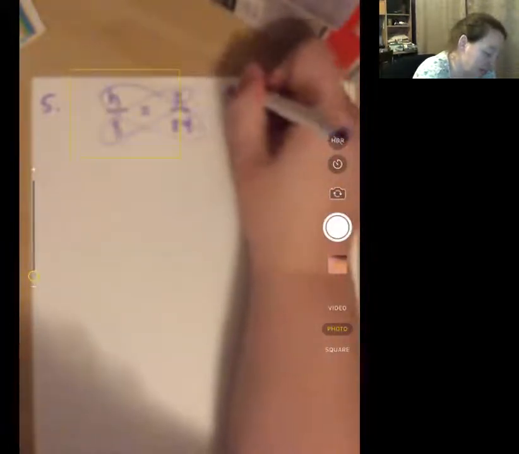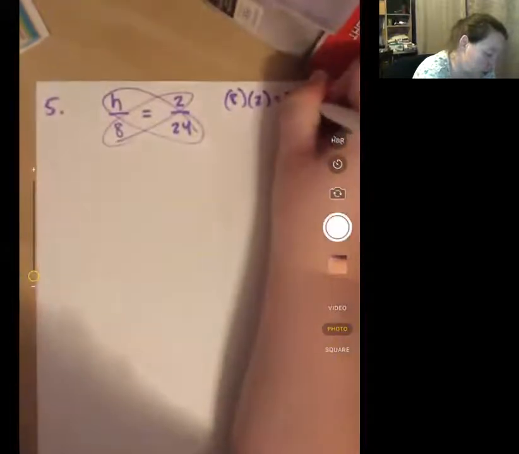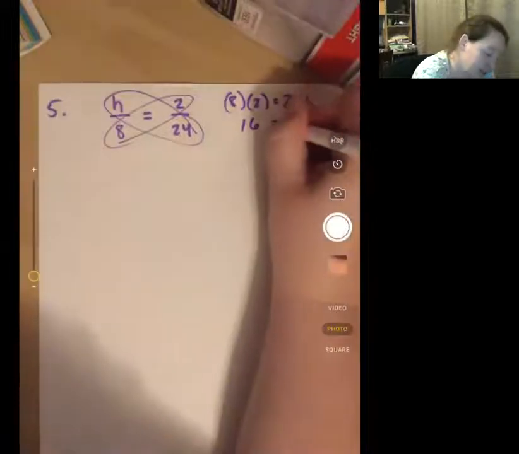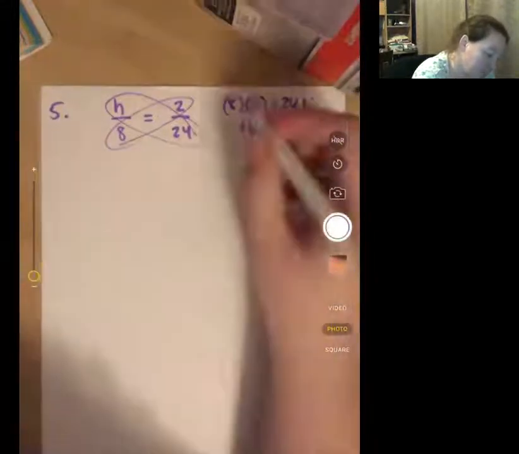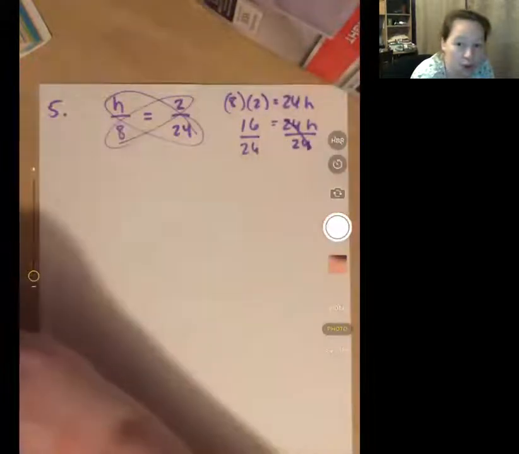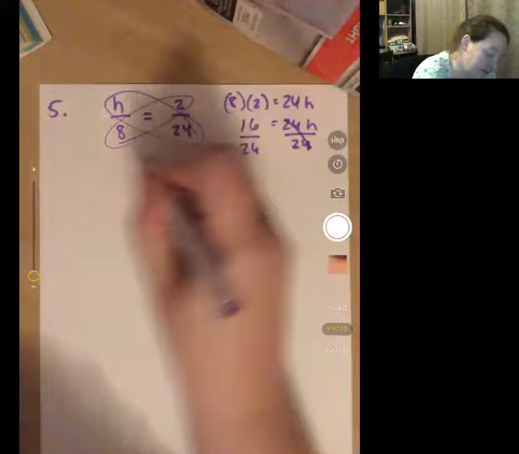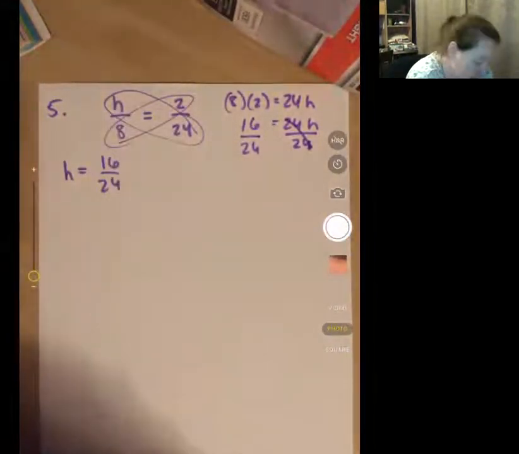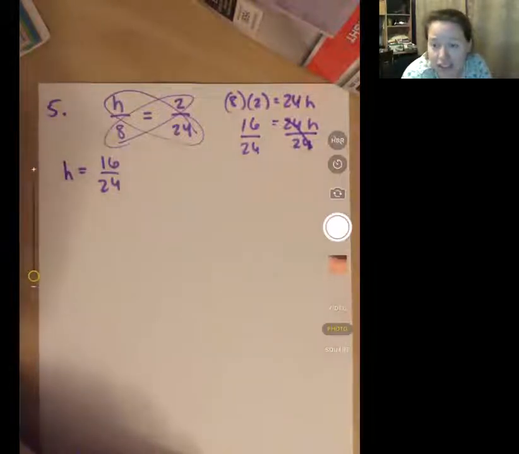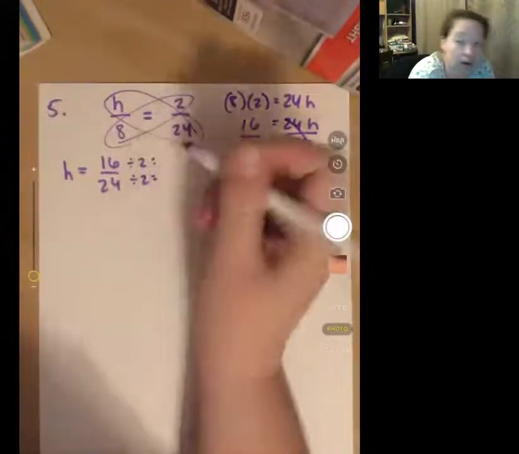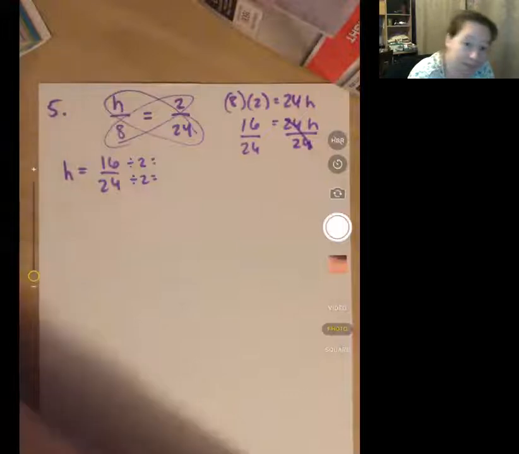So I end up with 8 times 2 is equal to 24h. 8 times 2 is 16, is equal to 24h. Divided by 24 because I need to get rid of the 24 on that side. So I now have h is equal to 16 over 24. So I need to ask myself, what can I take out of 16 and 24? I can take out a 2. Remember, you can always take out 2s, 3s, and 5s.